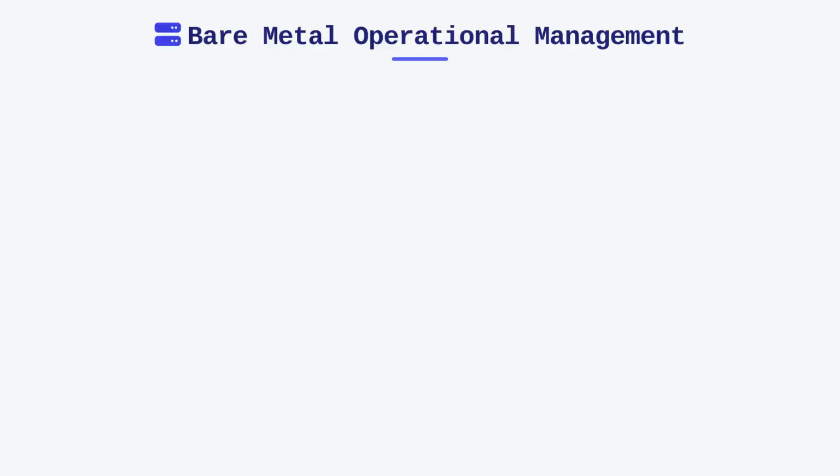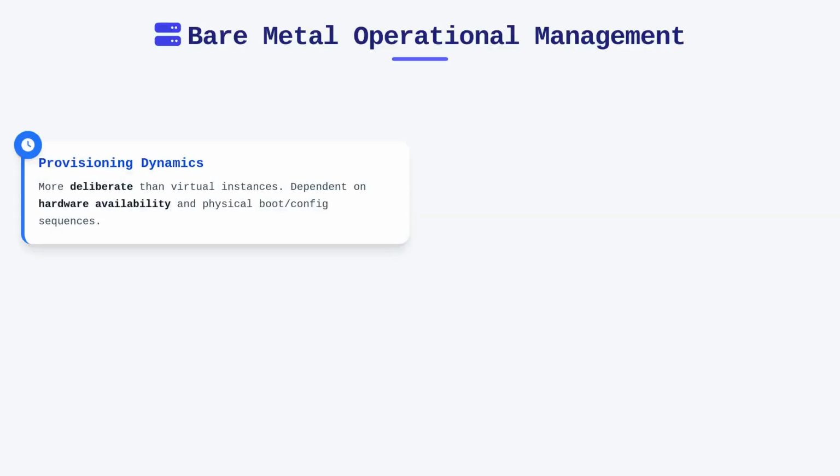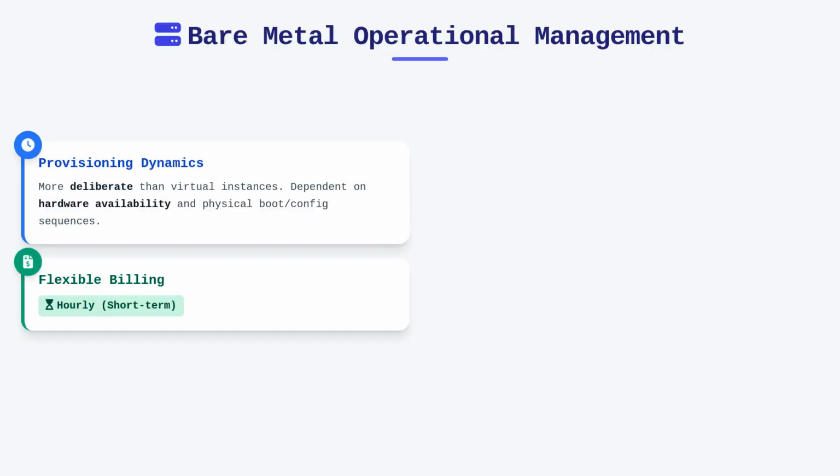In terms of operational management, provisioning bare metal servers is naturally more deliberate than deploying a virtual instance because you are interacting with physical infrastructure. While virtualized instances can often be scaled or spun up in seconds, bare metal provisioning times depend on hardware availability and the time required to boot and configure the physical components. You will find that IBM Cloud offers flexible billing cycles, allowing you to choose between hourly billing for short-term projects and monthly options for long-term stable workloads.